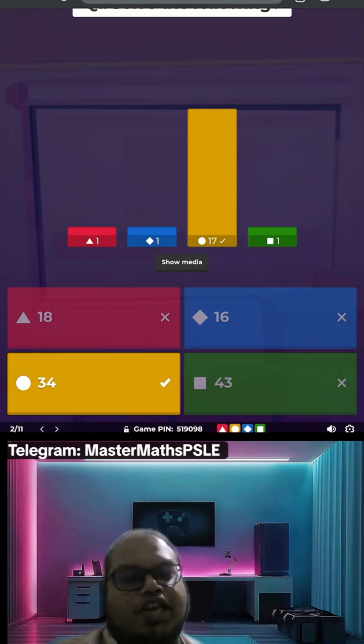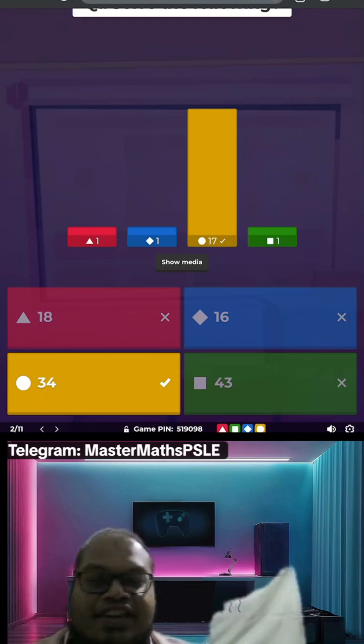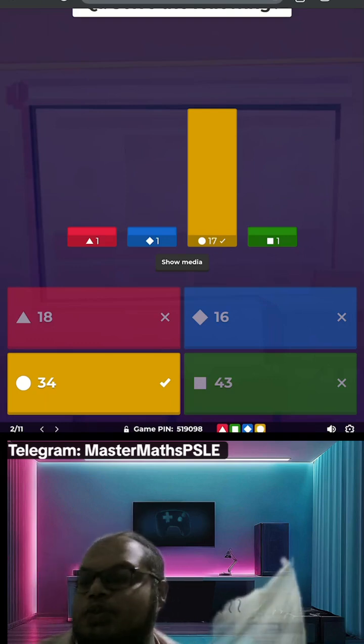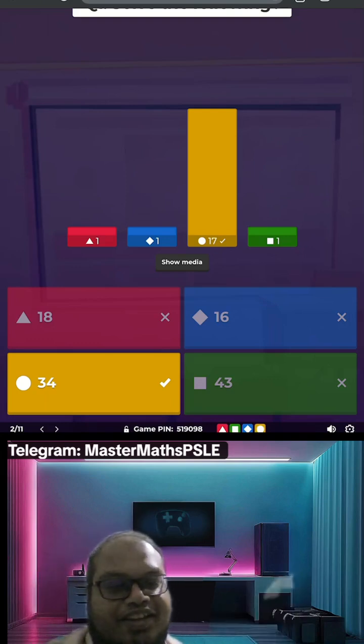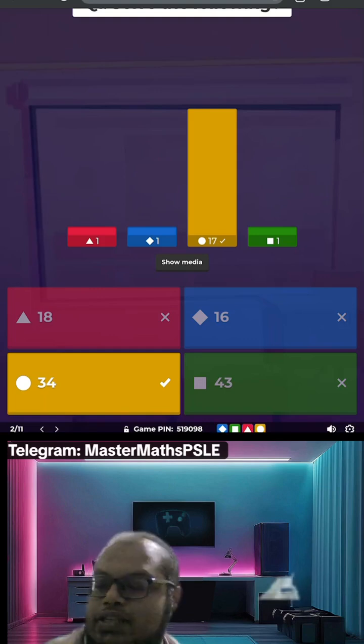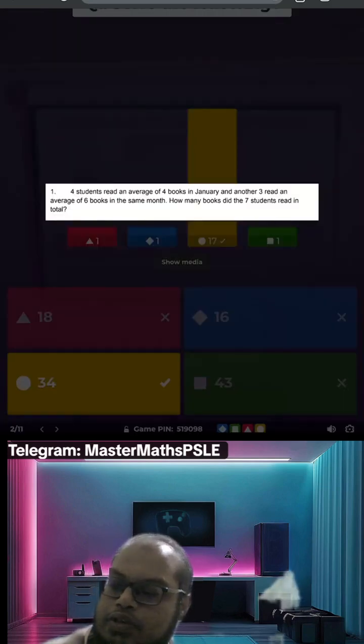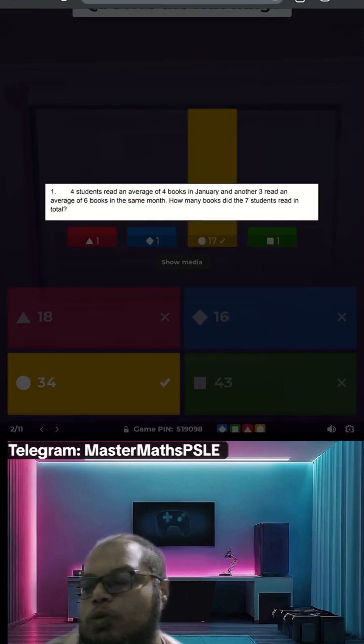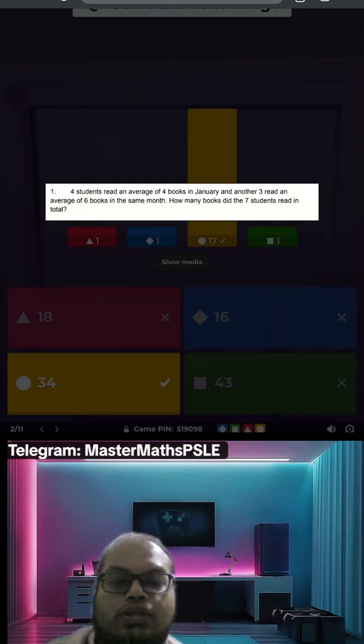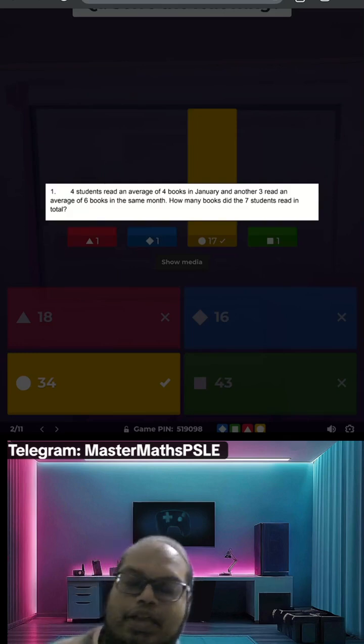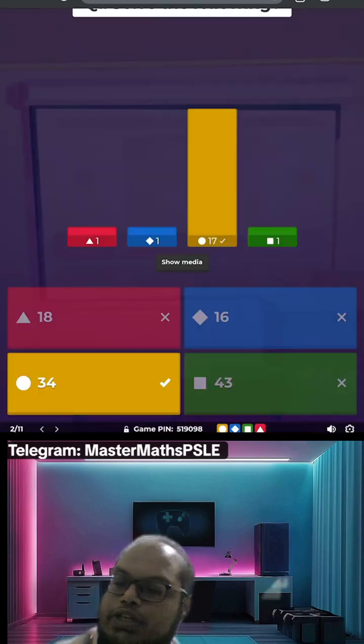Okay. So you're just tricking others into selecting 18. So there's that one person who got tricked by you. No, it's asking for the total. At the end, they ask how many books did the 7 students read in total. Yes, this is from the topic of average.